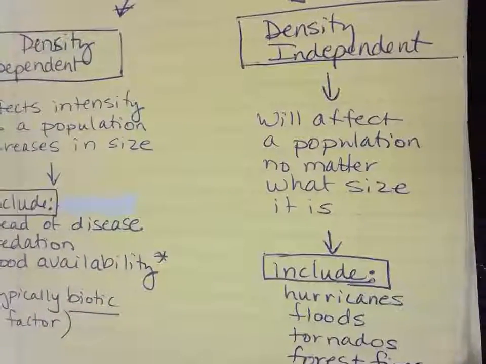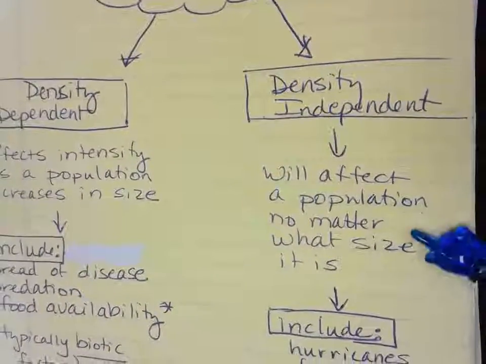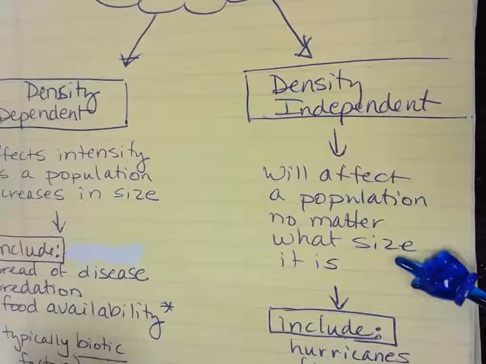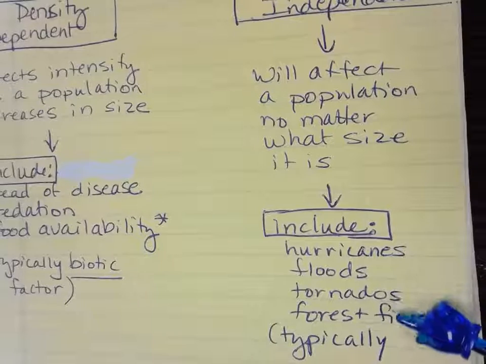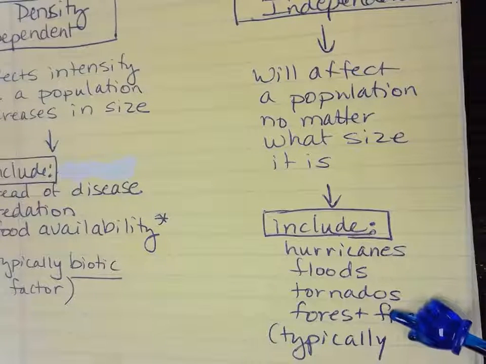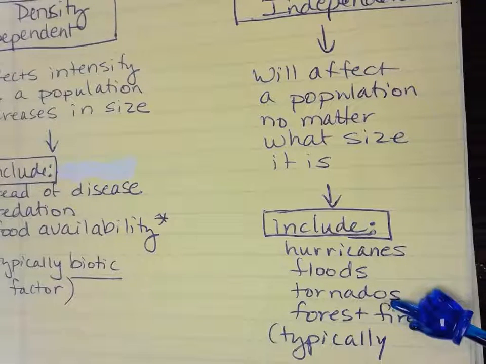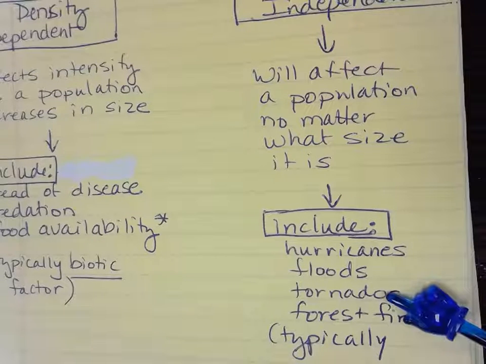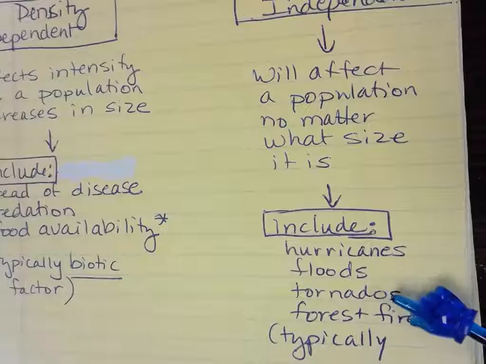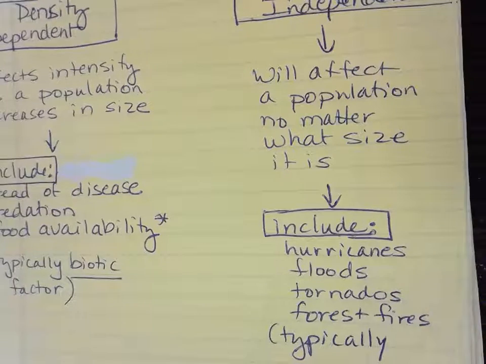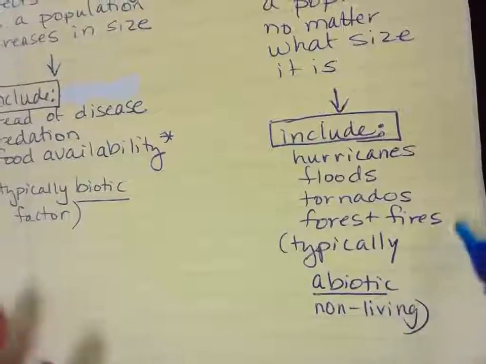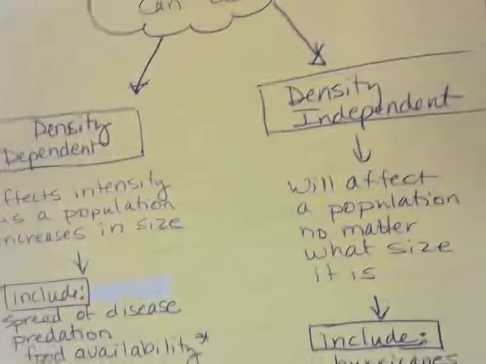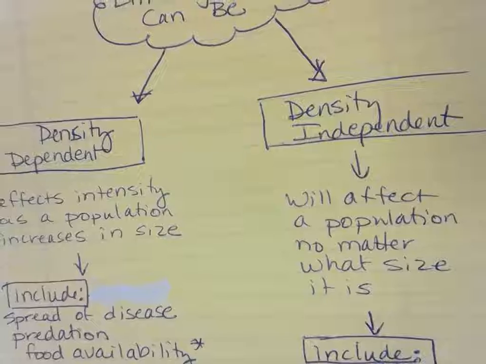And then density-independent is going to be something that limits a population size no matter what size it is, right? So a hurricane or a tornado can come in and devastate a population of plants, for instance. And it wouldn't have mattered if there were 10 plants or 20 plants. That tornado was still going to come in, right? Now, these things are usually abiotic and non-living. And so that's the difference between density-independent and density-dependent limiting factors.